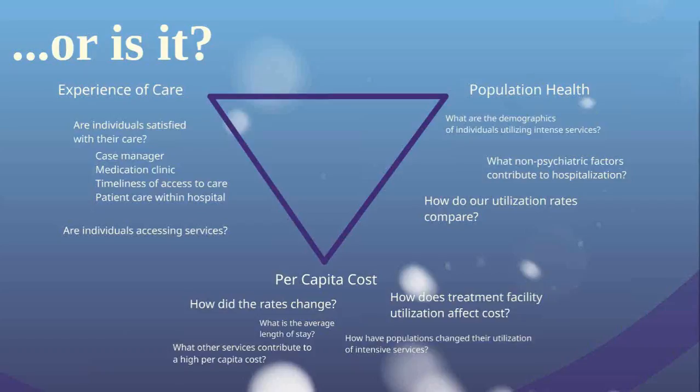Lastly, the third corner of the triple aim is population health. So what are the demographics of individuals receiving these intense services? So what other information is important to know about them? Do they have comorbid medical conditions? What non-psychiatric factors contribute to hospitalization? So when we think about the social determinants of health, have there been breakdowns in family systems? Have there been breakdowns in maybe access to other support that is not related to behavioral health that contributes to this hospitalization? And then how do our utilization rates compare to other communities?